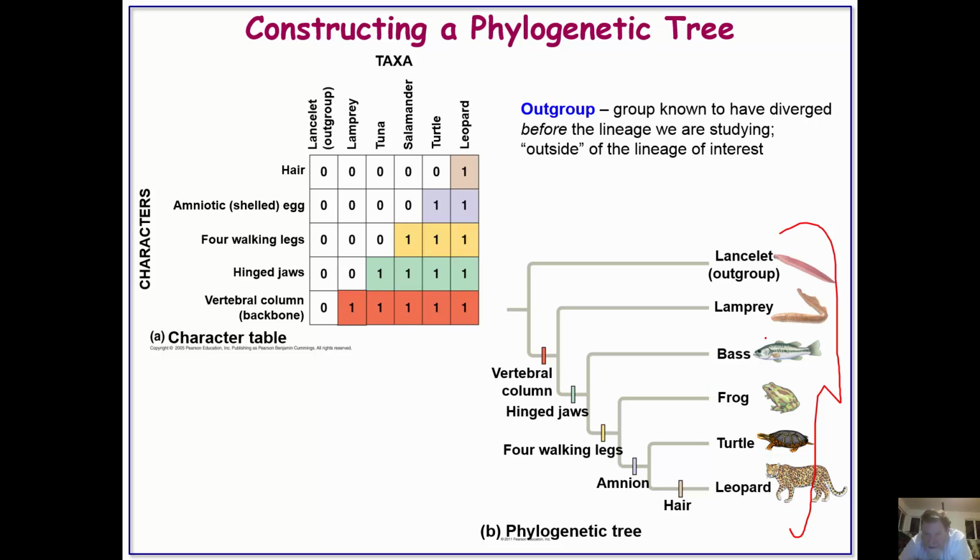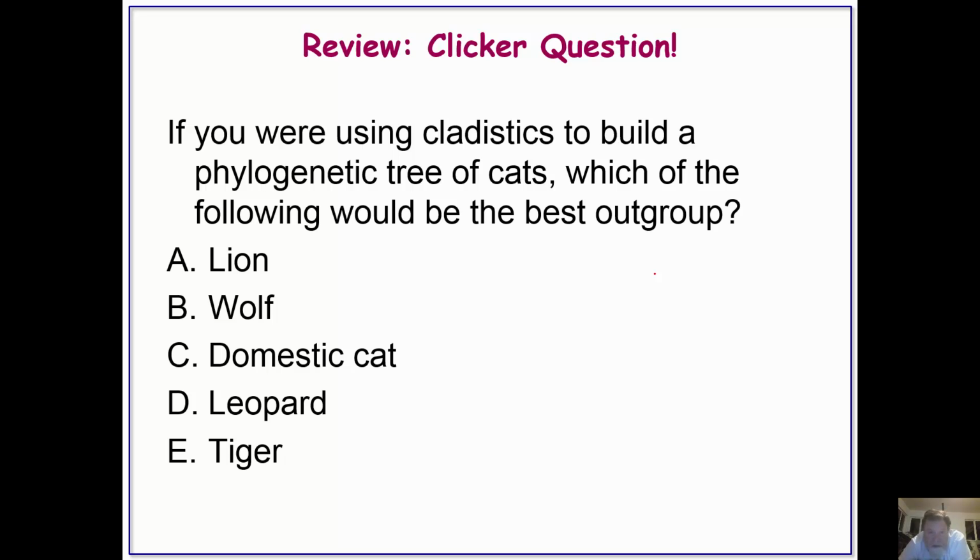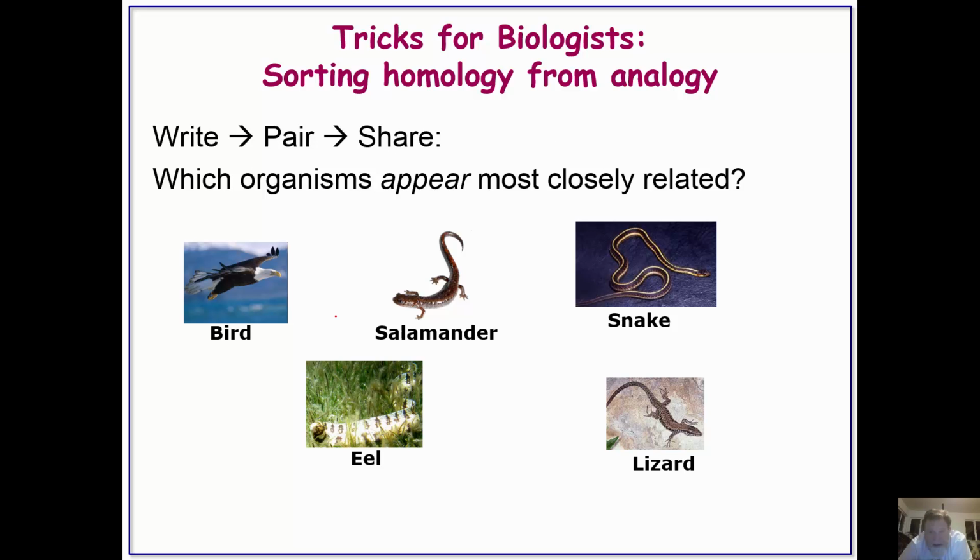And so, again, when we look at these vertebrates, these organisms all have jaws. Here's an organism without a jaw, and that would be an outgroup. If you're using cladistics to build a phylogenetic tree of cats, which of the following would be the best outgroup? A lion, a wolf, a domestic cat, a leopard, or a tiger. If you kind of know what these are, you would know that the wolf would be. Again, these are all carnivores, but the wolf is definitely not a cat. It doesn't have some of the cat-like characteristics that you would think about.